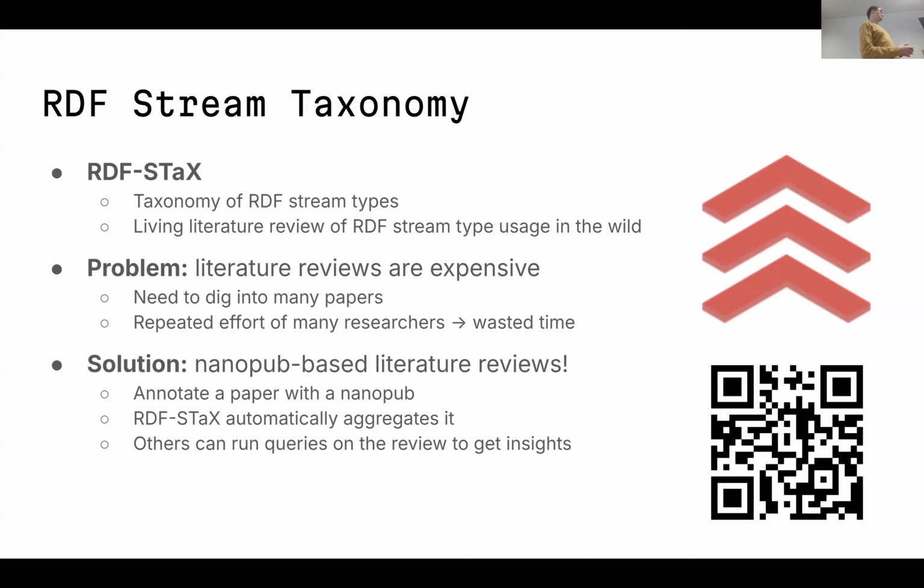So the solution here is to use nanopublication-based literature reviews. Anyone can annotate papers or software artifacts with a nanopublication saying this thing uses this type. And then we can aggregate this automatically using SPARQL queries and see how many things out there in the world use this specific stream type.